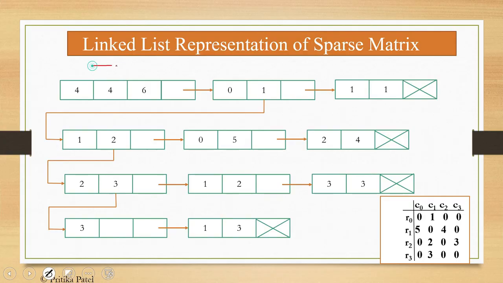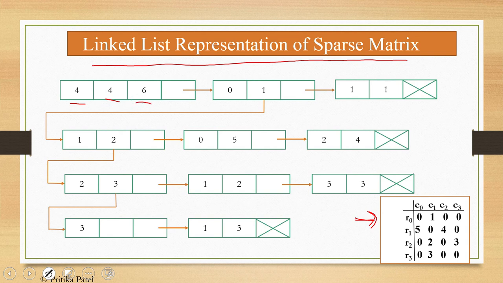Now the linked list representation of the sparse matrix. For this, we have to consider the matrix which we have already seen in our previous slide. Using this matrix, we are going to represent the sparse matrix in linked list form. In the linked list representation, first is the head node. The head node has the total number of rows, total number of columns, and total number of non-zero elements.